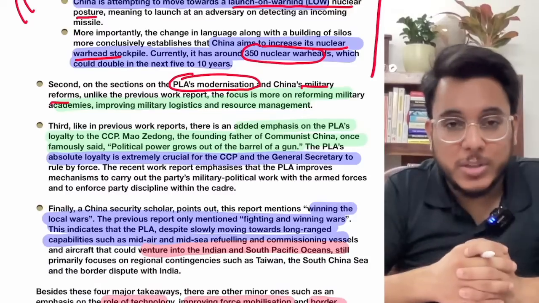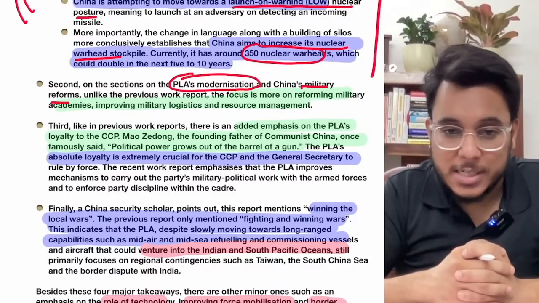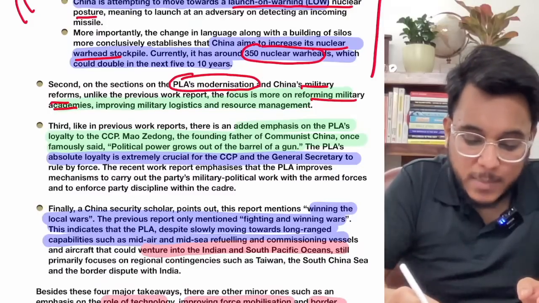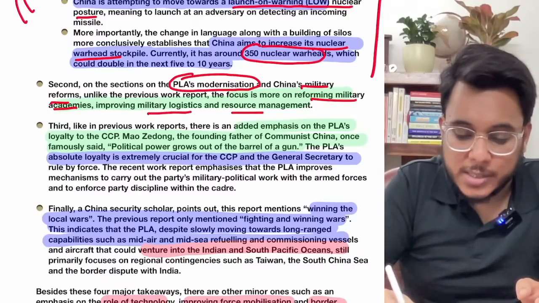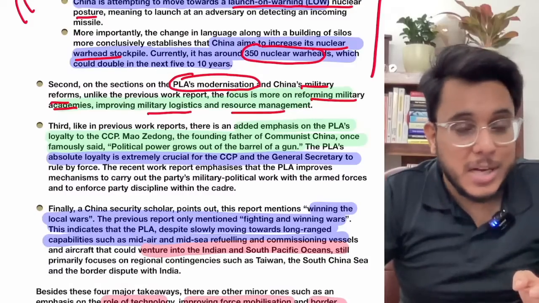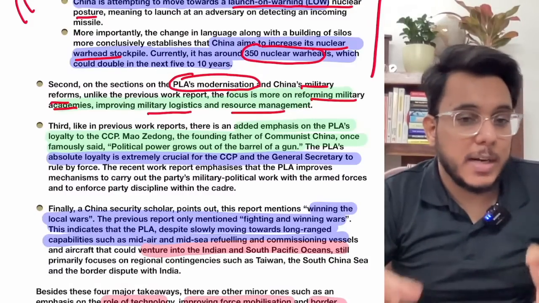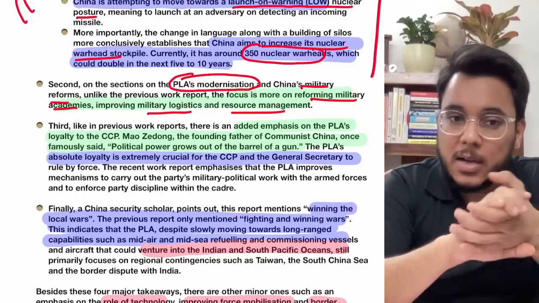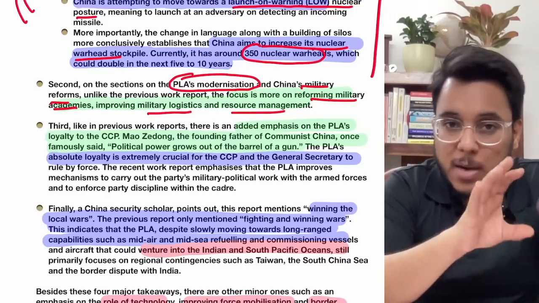Now the second thing is that China is also focusing on the PLA's modernization and China's military reforms. But now in this National Congress China has talked more about reforming the military academies, improving military logistics and resource management. Now military logistics is very important. Logistics means the transfer of weaponry, tanks from one place to another place.